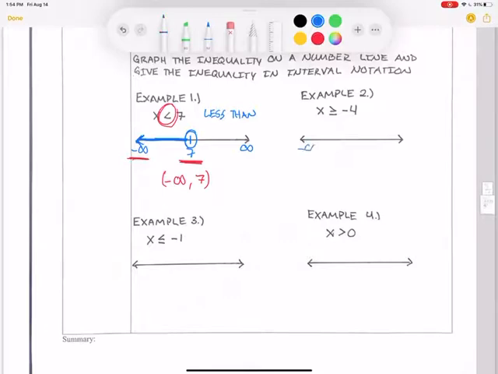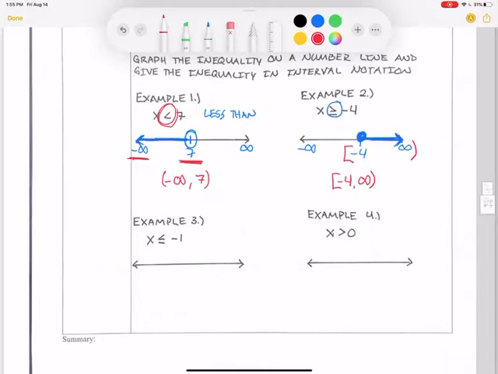In example 2, I have x is greater than or equal to negative 4, so I'm going to set up my number line, negative infinity, positive infinity, negative 4. X is greater than or equal to. So I'm going to start at negative 4, and I'm going to the greater side, which is to the right. The or equal to means I'm including negative 4, so I'm going to solidly fill that in. And I'm going to set up my interval notation starting at negative 4 and ending at positive infinity. Remember, we go from the left to the right. So negative 4, comma, positive infinity.